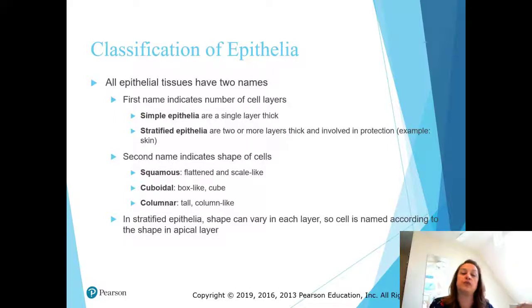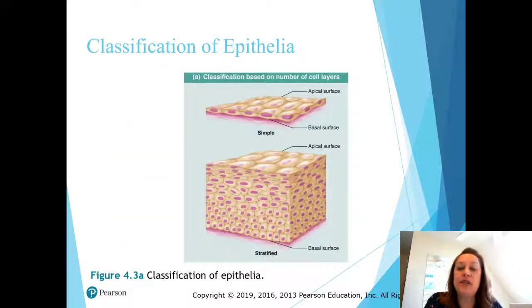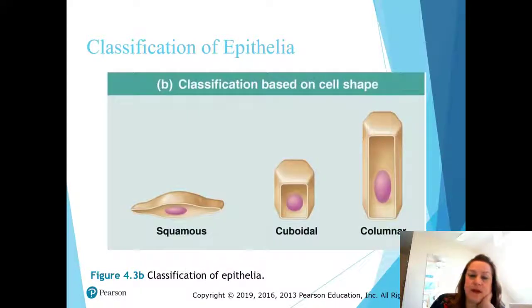right? This is a shape, so it's going to be simple squamous, simple cuboidal, simple columnar, or stratified squamous, stratified cuboidal, etc. So we're going to have number of cell layers and the shape. This is a picture of simple squamous on the top, simple meaning 1 layer, squamous meaning flat. On the bottom, stratified squamous, many, many layers, flat cells. These are the shapes. Squamous is flat, cuboidal is like a little box, and columnar is like a tall column.